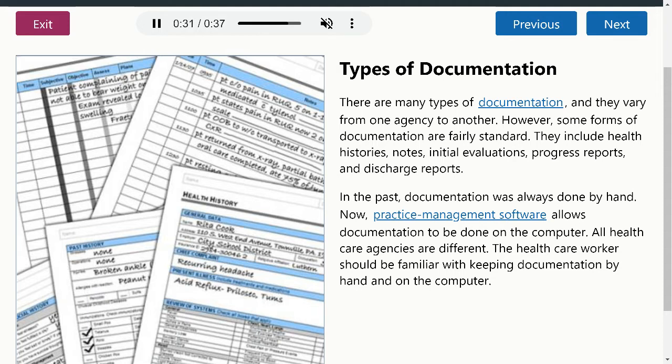So, before I left working at the bedside, we started charting in computers. I'm sure they're a little bit more advanced now because it's been 5 years, but we would chart.